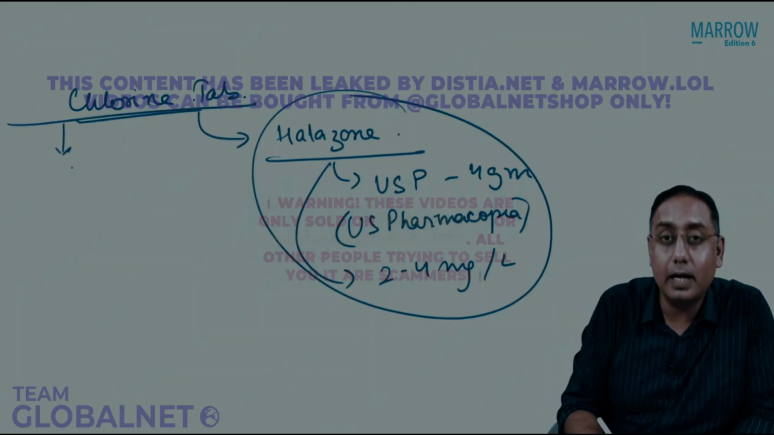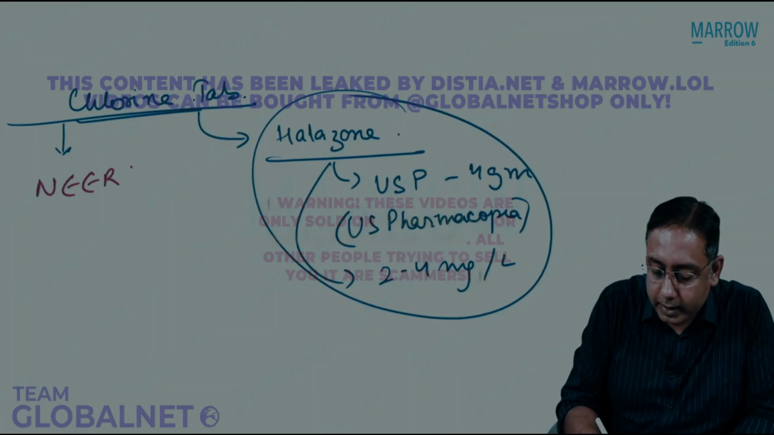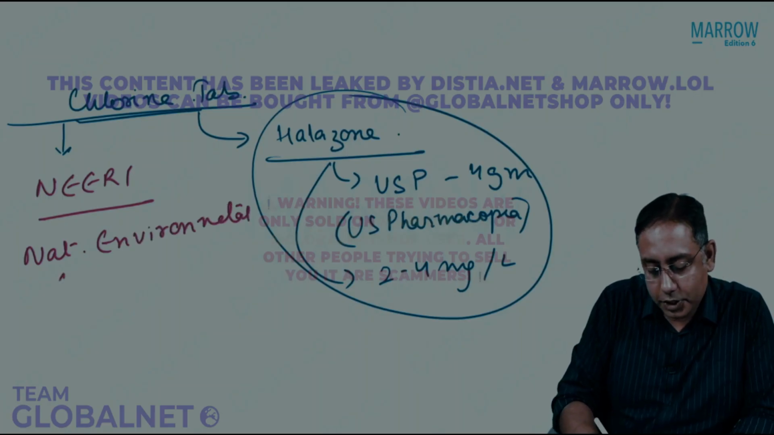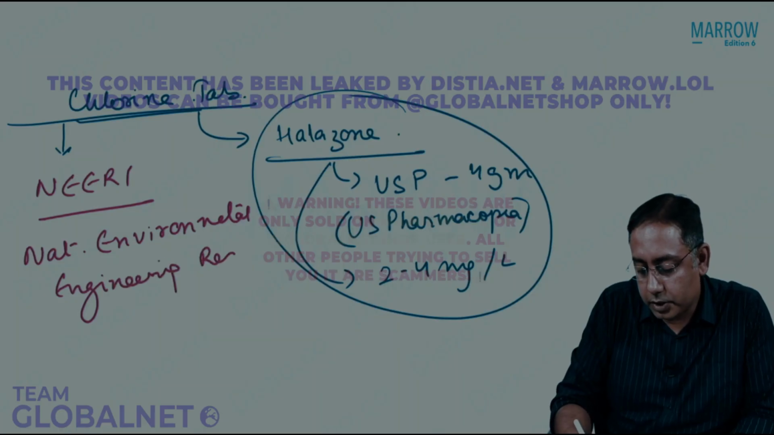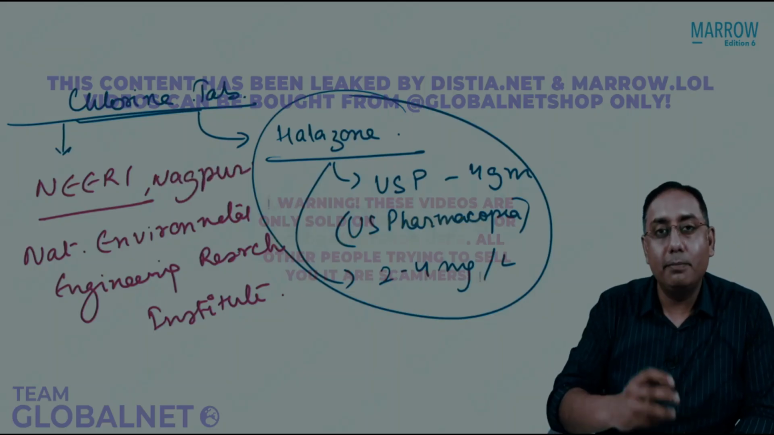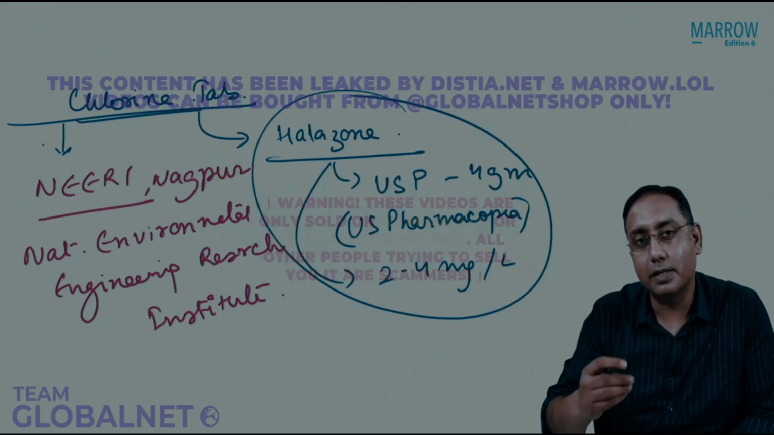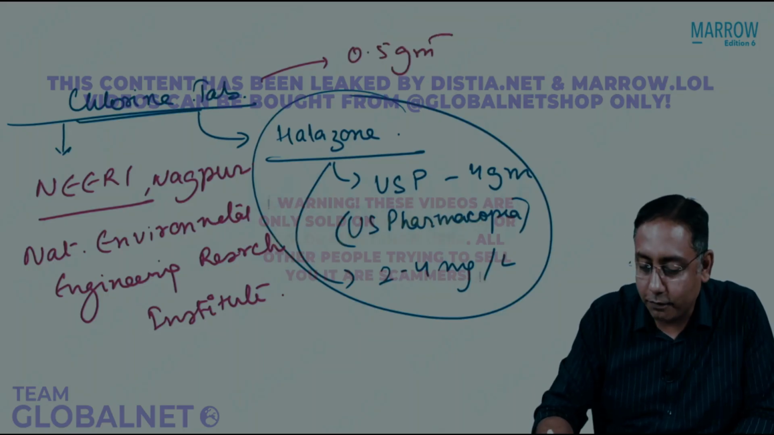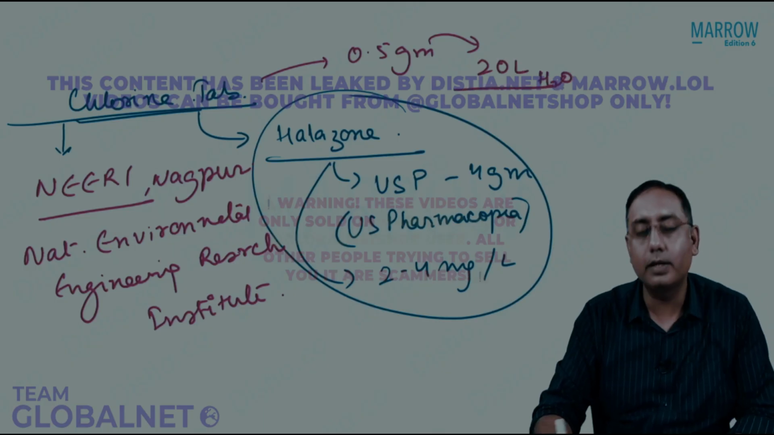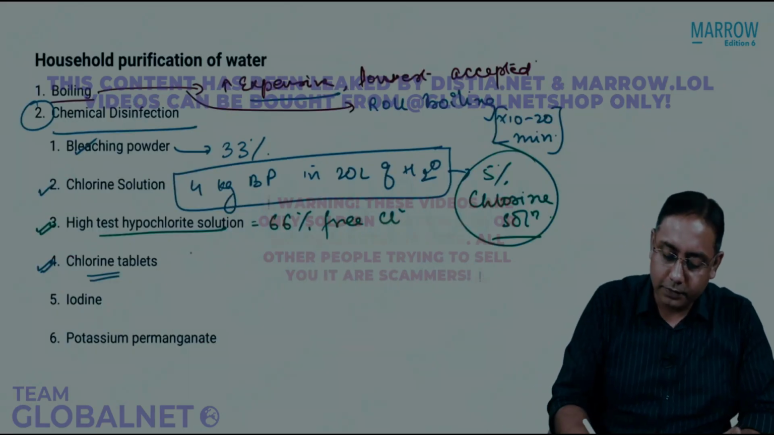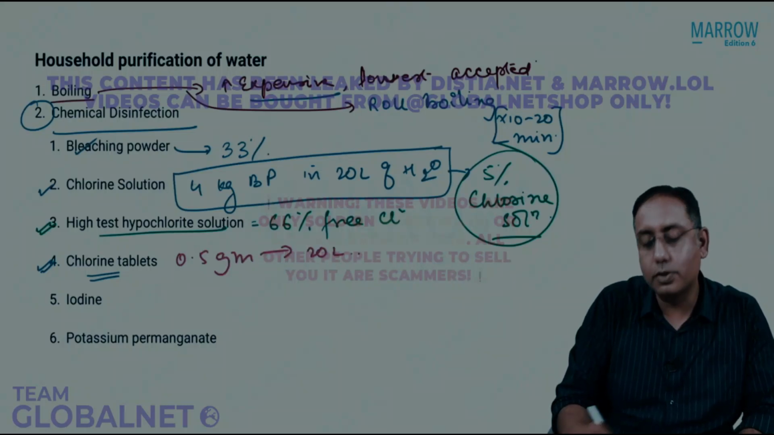Now in India, we have special tablets which have been manufactured by NEERI. NEERI stands for National Environmental Engineering Research Institute. It is located in Nagpur. They made new chlorine tablets which are more than 15 times better in effectivity. The chlorine tablet that we use in government is 0.5 grams, enough for 20 liters of water. 20 liters of water can be sufficiently disinfected using a single chlorine tablet of 0.5 grams. That is what you can remember.